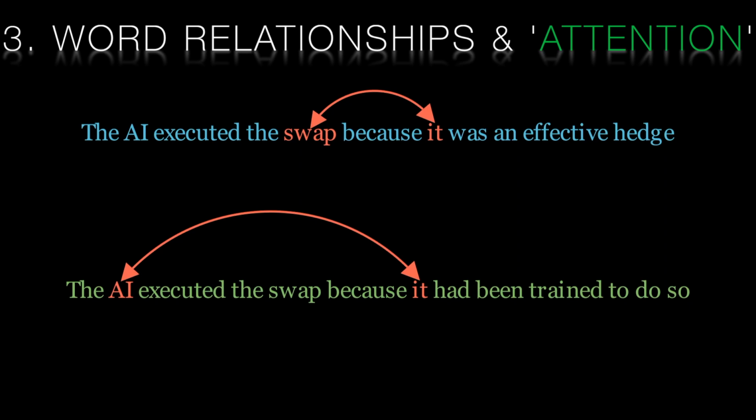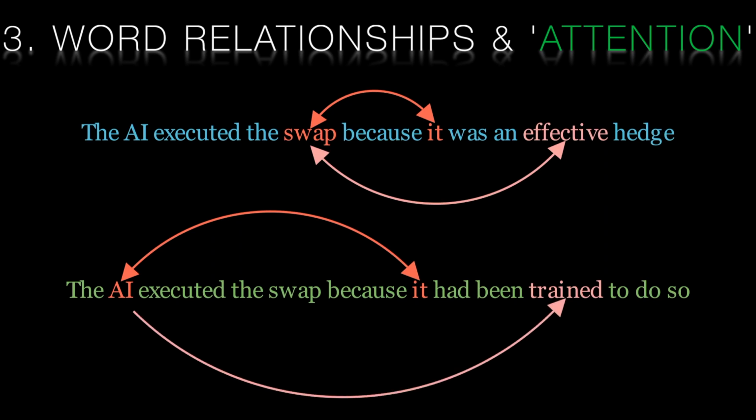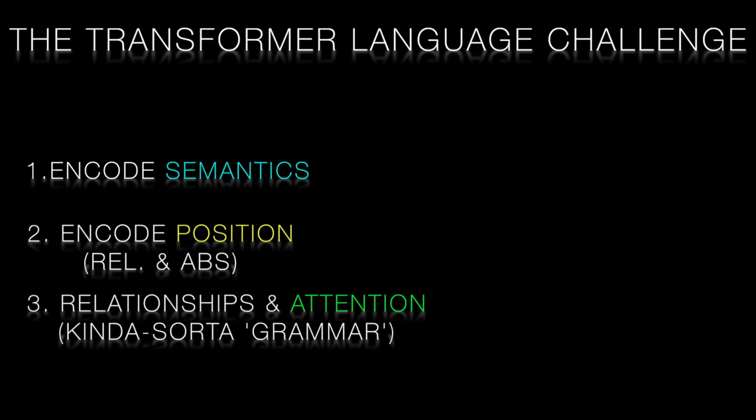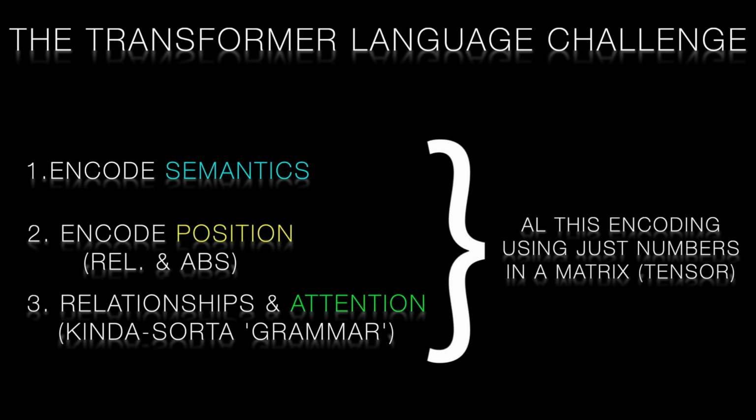Developing this a little further, in the first sentence, the word effective attends to the word swap. It has nothing to do in this sentence with the word AI. Correspondingly, in the second sentence, the word trained attends to AI, not swap, which it is positionally closer to. To be effective, our transformer needs to encode these attending to relationships. And remember, these encodings exist purely as numbers in a matrix.